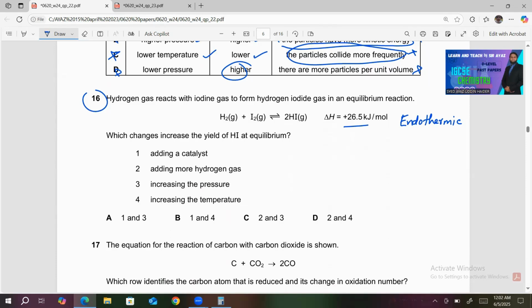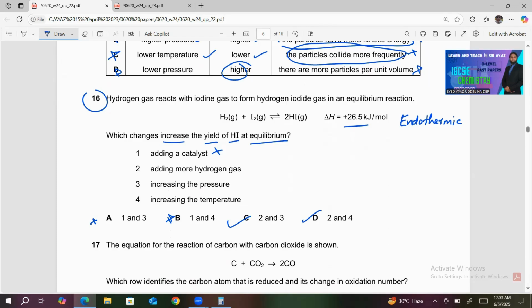Which changes increase the yield of HI at equilibrium? Now I want to increase the yield of HI at equilibrium. What if I add a catalyst? It won't increase the yield of HI at equilibrium. It will only increase the rate of reaction. So 1 is incorrect. If 1 is incorrect, then both A and B are incorrect. So either C is correct or D is correct. Fine.